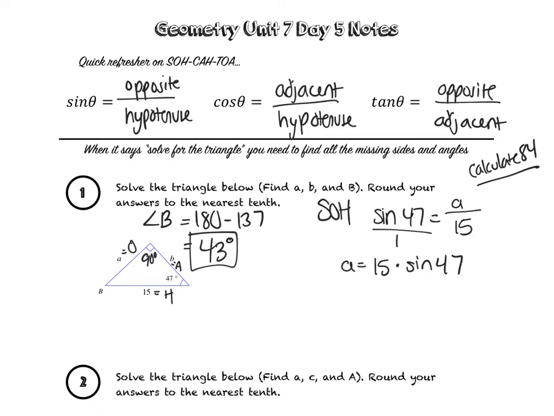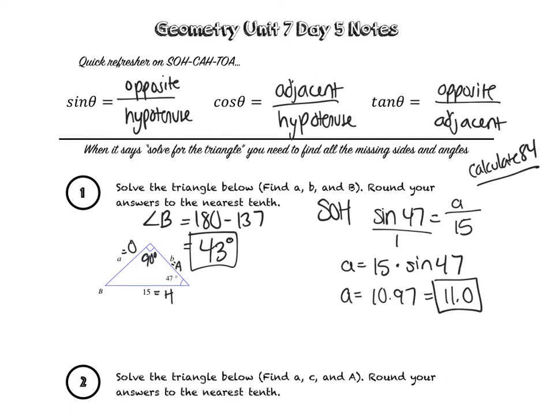So if I punch in 15 times sine of 47, I'll get an answer of 10.97, but they want you to round to the nearest tenth, so that would be 11.0. So there's A. A is 11.